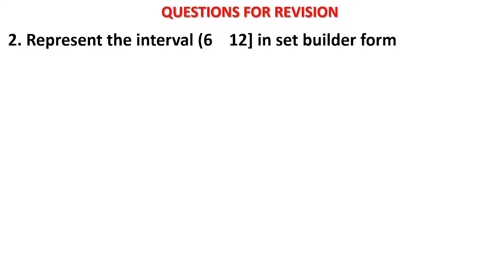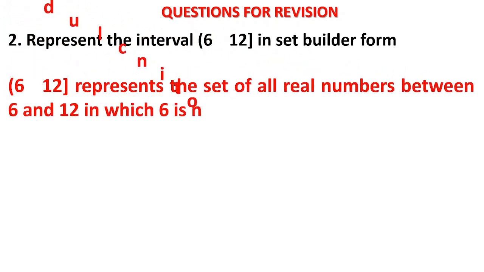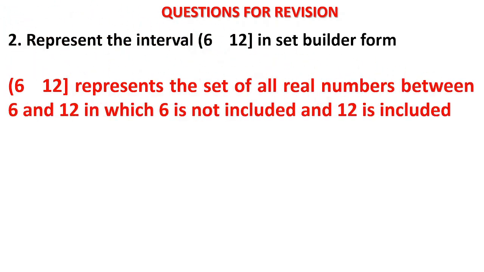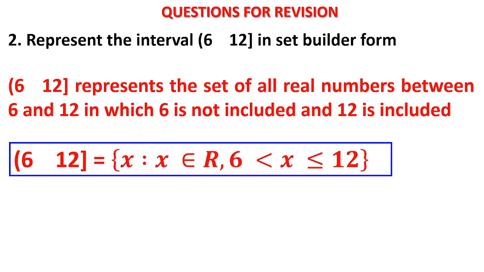Now we have to represent the interval in set builder form. A set builder form can be converted into an interval. Every interval is a set of real numbers. Here you have been given a half open, half closed interval. Therefore it represents the set of all real numbers between 6 and 12, such that 6 is open, therefore 6 is not included, and 12 is closed, therefore 12 is included. Therefore this is the set of all x such that 6 < x ≤ 12. The real number will not be 6, but it will include 12.